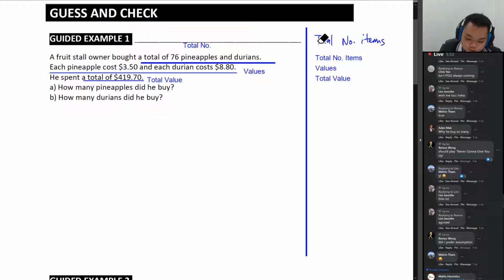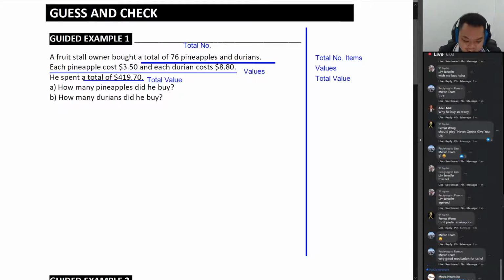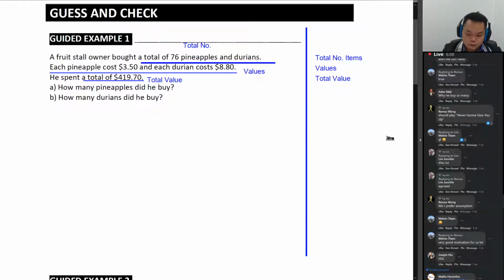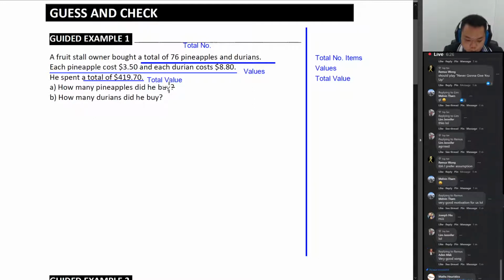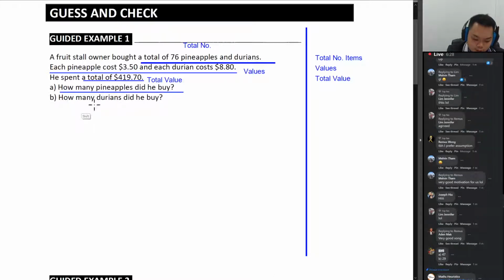Right, so once you got this, you no need to wonder how and wonder why already. Once you got this ready, the next thing you have to do for guess and check is there is a systematic way to do this. I'll explain it further as I go along, why you want to do it this way. So you want to find out how many pineapples he bought and how many durians he bought.